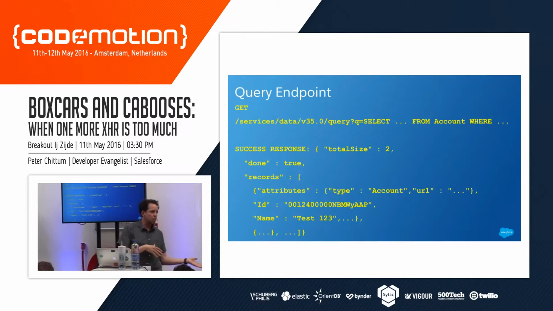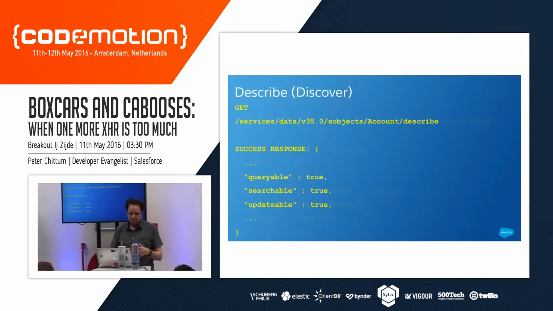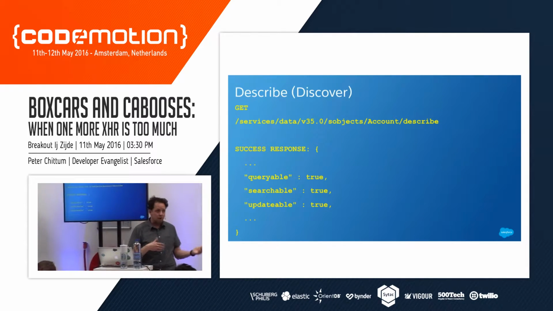There's actually a query endpoint, so you can do ad hoc queries and have a little bit more flexible integration. So we provide that for you. There are ways to actually discover the functionality of our entity. So is this particular entity queryable? Is it not? You can go and do that. That's the describe endpoint.